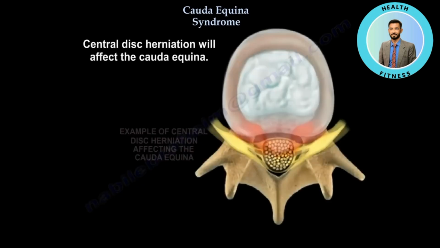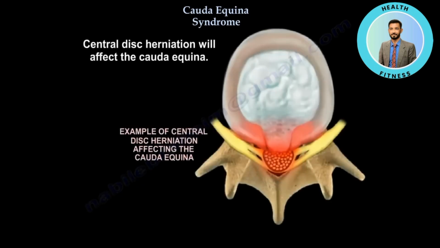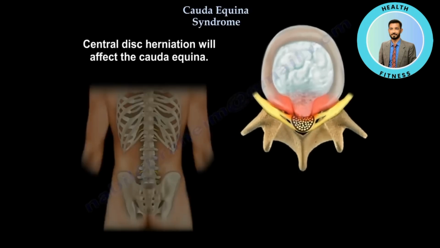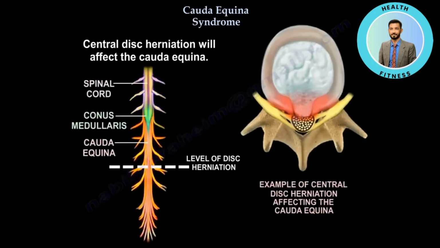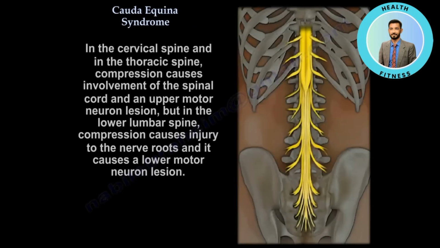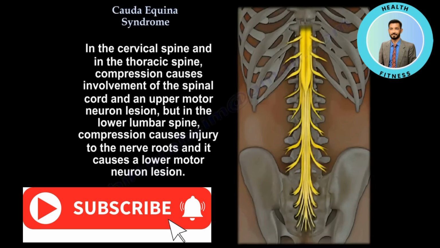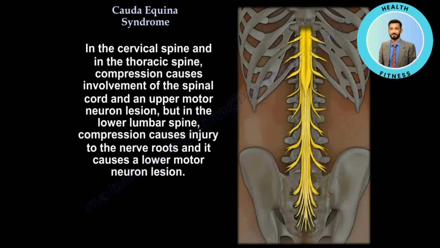Central disc herniation will affect the cauda equina. In the cervical and thoracic spine, compression causes involvement of the spinal cord and an upper motor neuron lesion. But in the lower lumbar spine, compression causes injury to the nerve roots and it causes a lower motor neuron lesion.